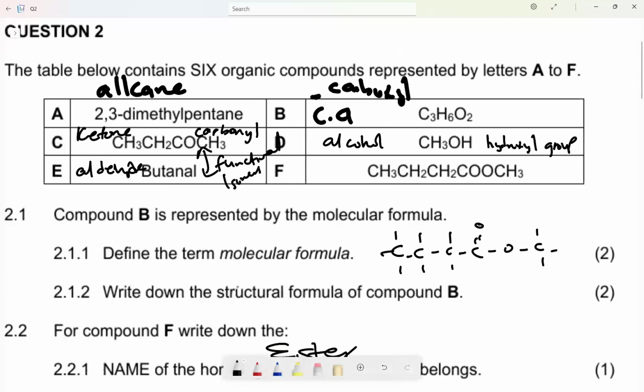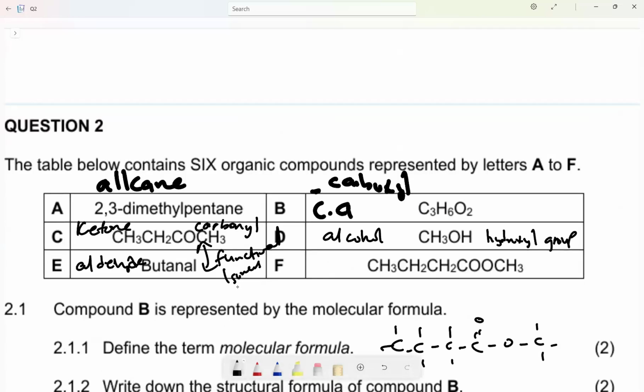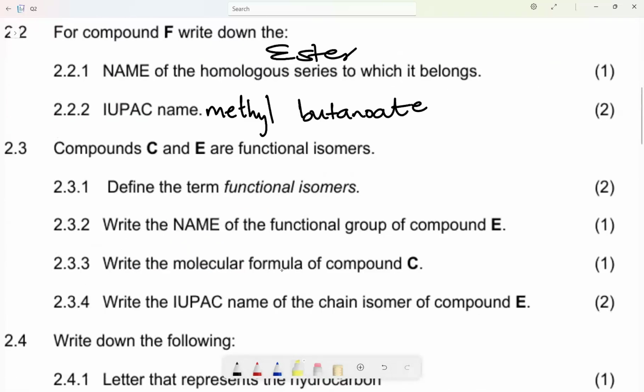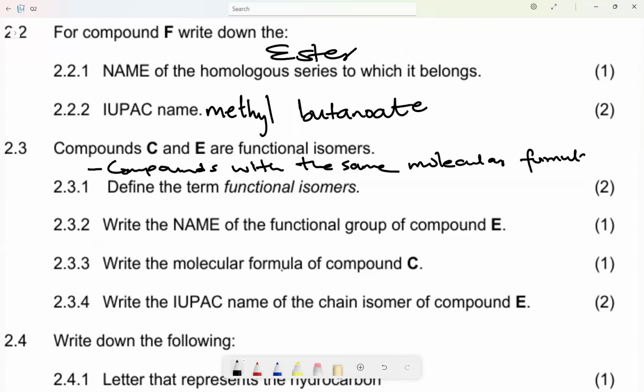Is it true? Yes. Can you see? I already indicated here that these two are functional isomers. So then, define what is a functional isomer. Functional isomers are compounds with the same molecular formula but different functional groups. How interesting is that?